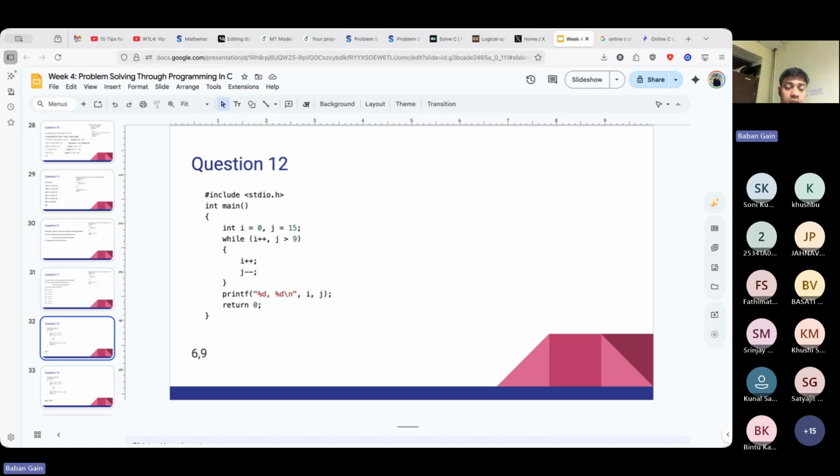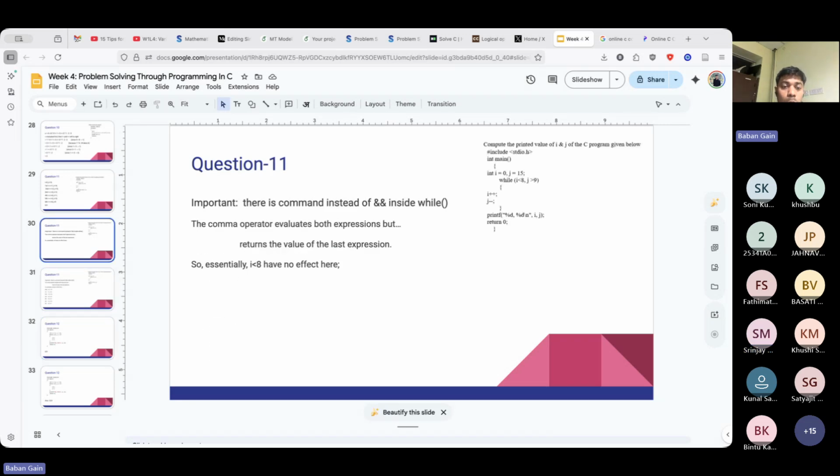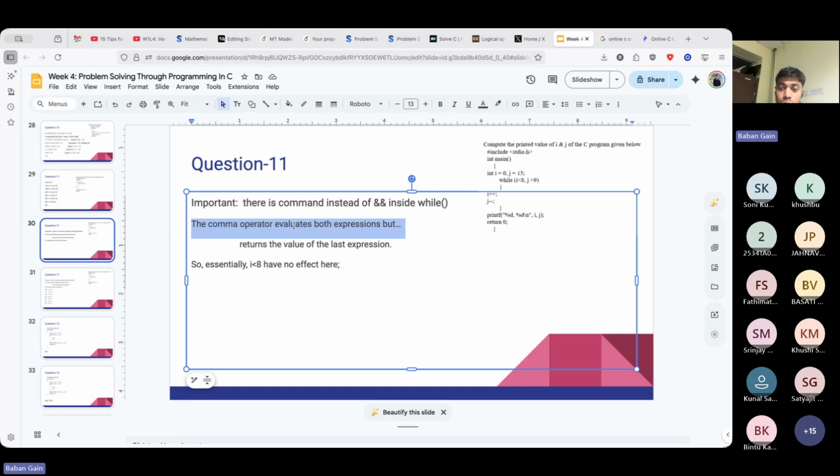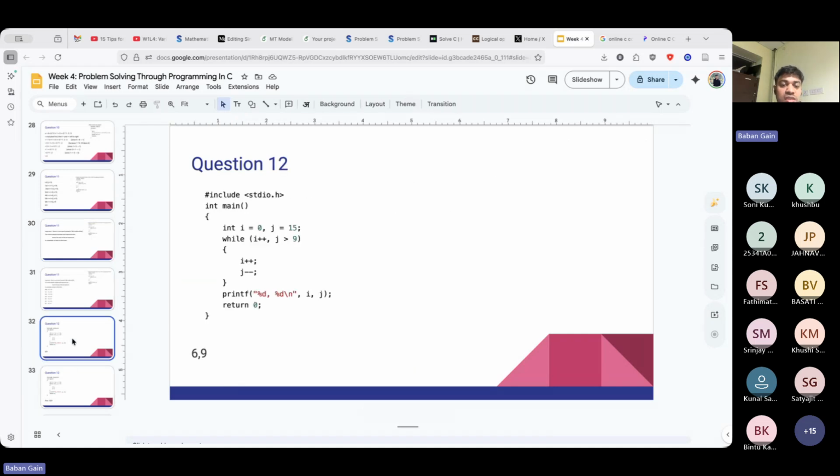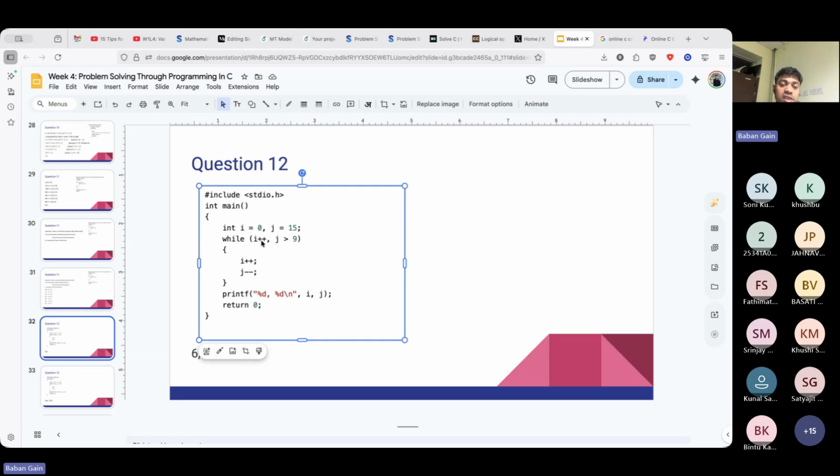Like I told, the comma operator evaluates both expressions. It will execute both of them, but only take the last value for deciding whether to go inside the while loop or not. So if I'm saying i plus plus here, it is not that it will not get executed. It will get executed, but that has no effect on whether to go inside the while loop or not.